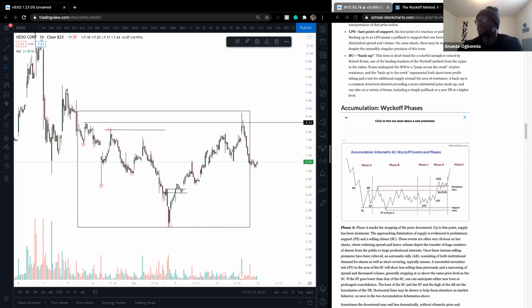Either way, as we can see, that's our spring. This could be your test, or this could be your test, whichever is your entry, because like I said, if you go to the lower time frames, okay, let me see.